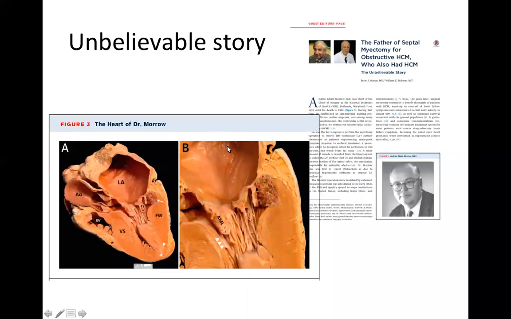Unbelievable story. You know what this is? This is the heart of Dr. Moro. Dr. Moro was diagnosed with HOCM, and he suddenly died at age 60. And if you want to read the story, this is the article, Father of Septal Myectomy for Obstructive HOCM.